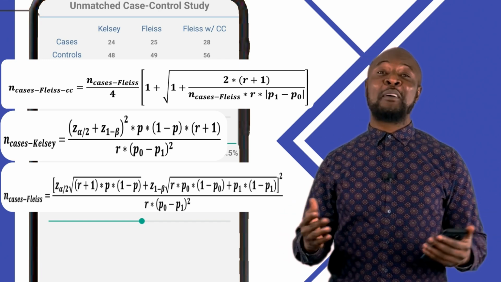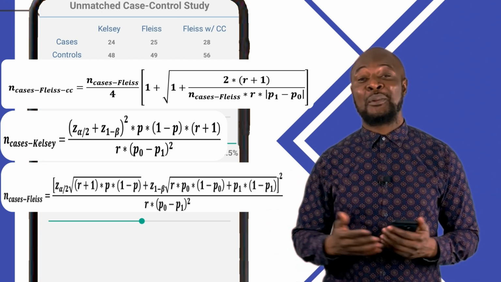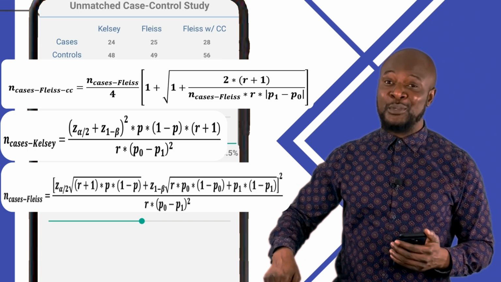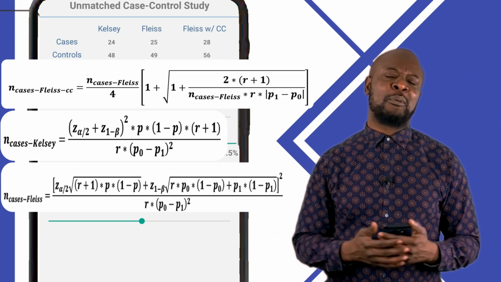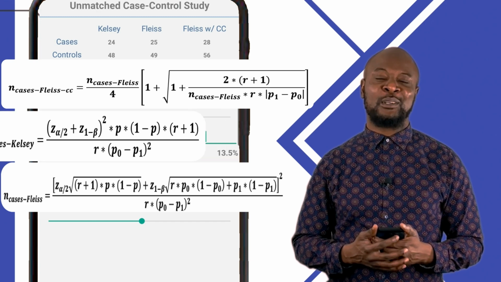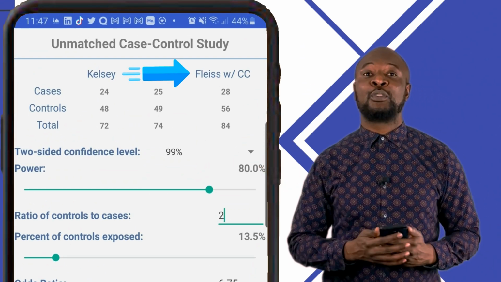All right. For some of my viewers who are doing a dissertation or a thesis, you will definitely need to reference one of these formulas. So please check the video description below, as I know you will need to cite one of these formulas that you use in your calculation of sample size. All right. So I'll be using the Fleiss with continuity correction.